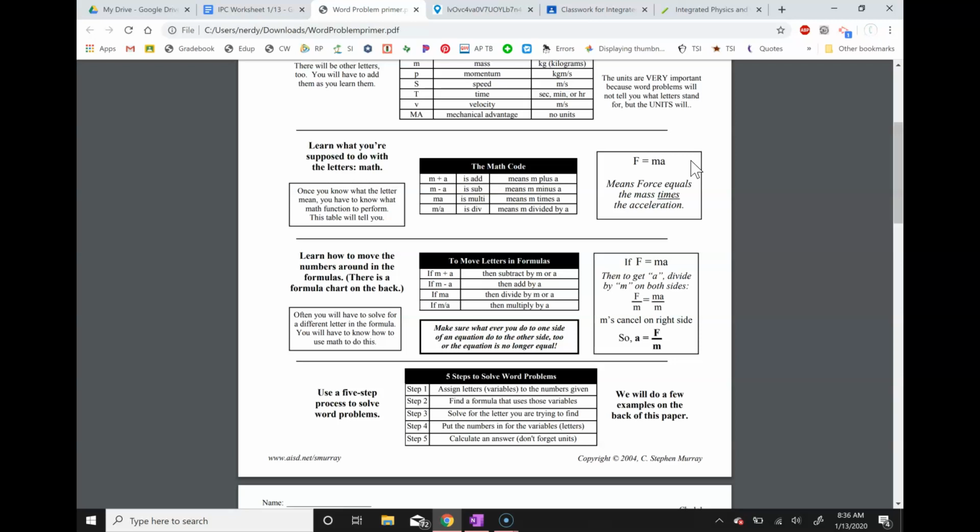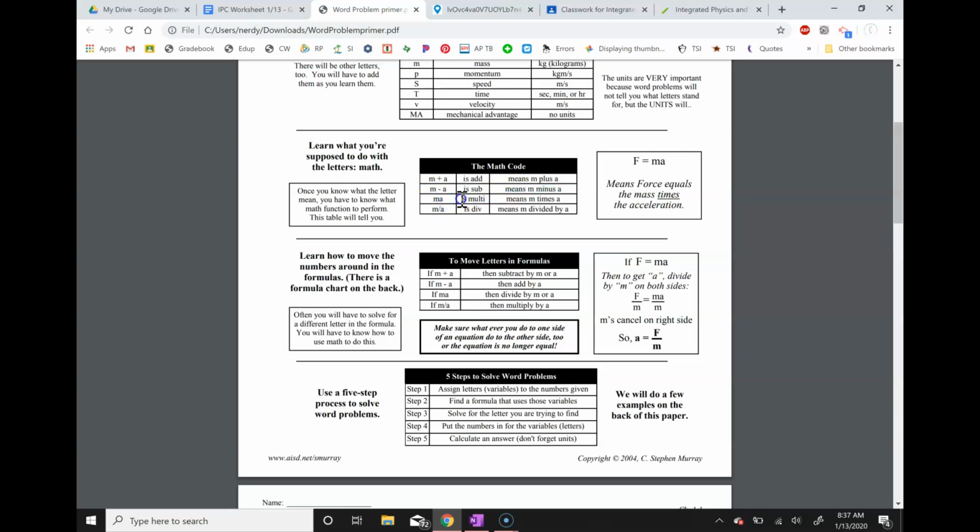We need to learn what you're supposed to do with the letters, and that is math. I know, your favorite subject ever, but we do need to have it here with science. So once you know what the letters mean, you have to know what math function to perform, and this table does tell you. So m plus a obviously is addition. This just means m plus a. M minus a is subtraction, m minus a.